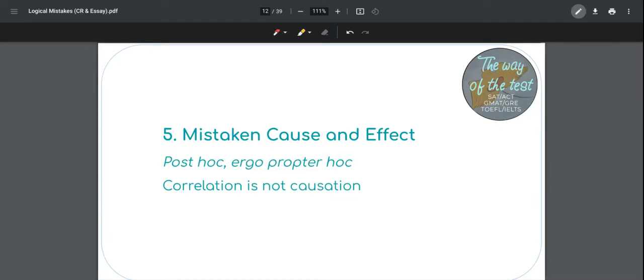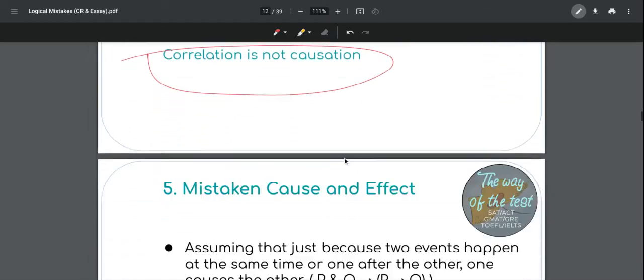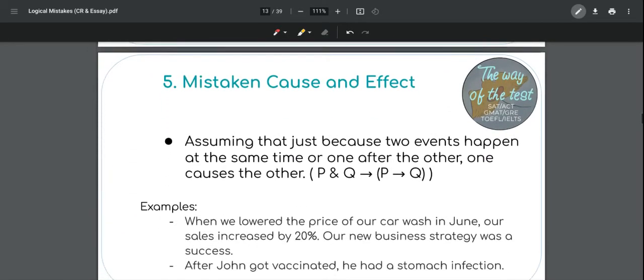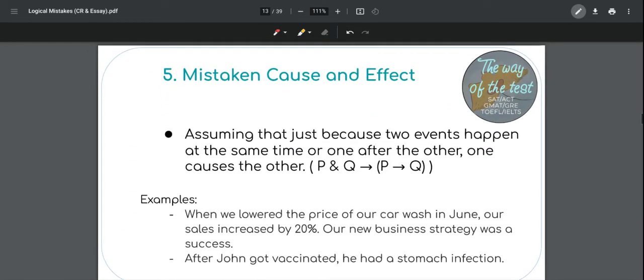Okay, the fifth mistake, mistaking cause and effect. This is also called post hoc ergo propter hoc, and this is correlation is not causation. You may remember this name, it is a very common, popular name, which means just because two things happen at the same time or one after the other, it does not mean that one causes the other. This is very important and very common in real life, and it is actually the cause of a lot of superstition.